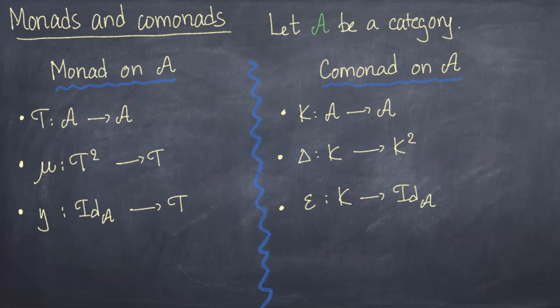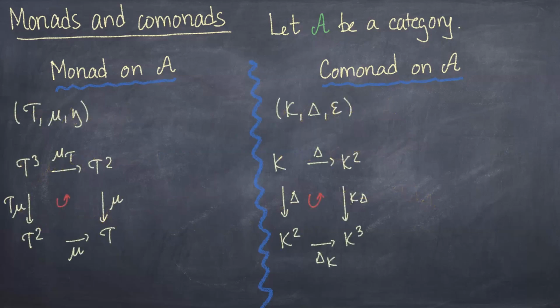And we have a unit natural transformation from the identity functor on the category A to the functor T. Okay, so the comonad is the dual. We have a natural transformation from the endofunctor K to K composed with K. And we have a co-augmentation from K to the identity functor on A. Now, obviously, these should satisfy certain axioms.